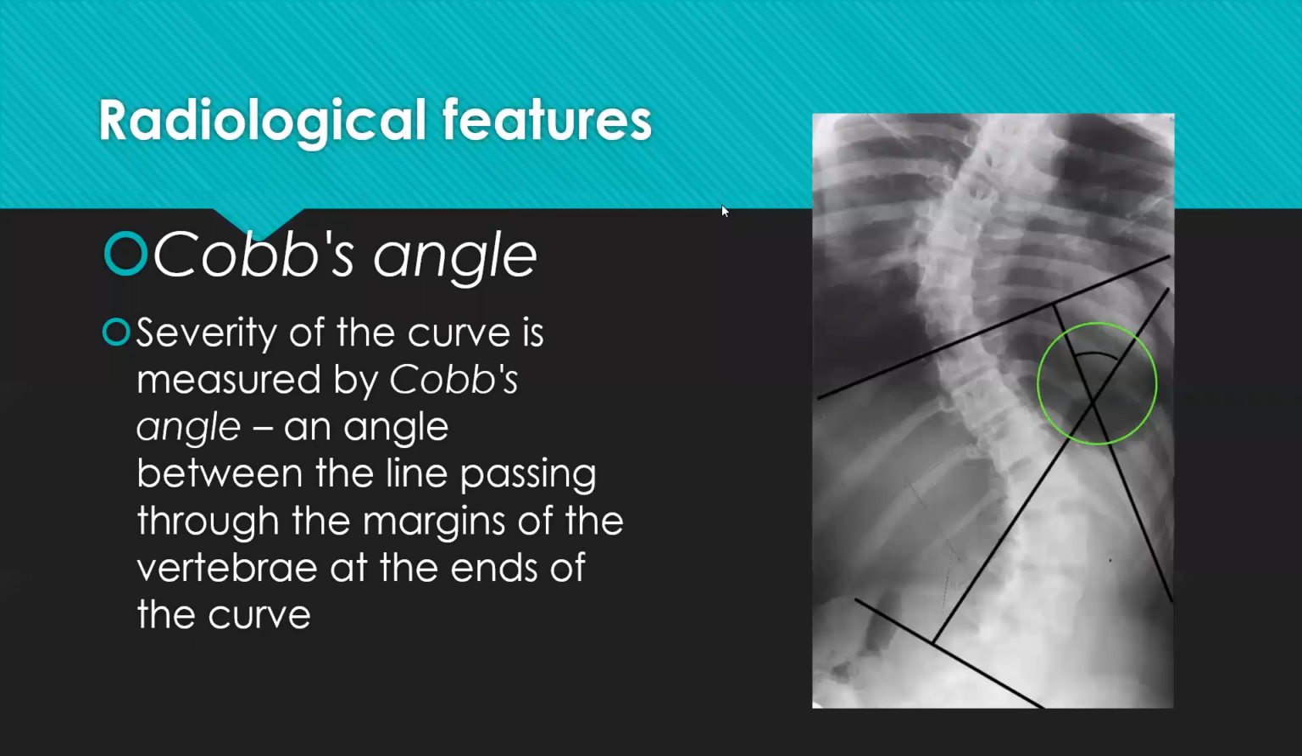Okay. So now we should know what a Cobb's angle is. A Cobb's angle is a measurement of the severity of scoliosis. This angle measures the angle subtended between the upper border of the most proximal vertebra of the deformity and the lower border of the most distal vertebra of the deformity. So this gives an idea about the severity of the scoliosis. Everybody should know about the Cobb's angle.